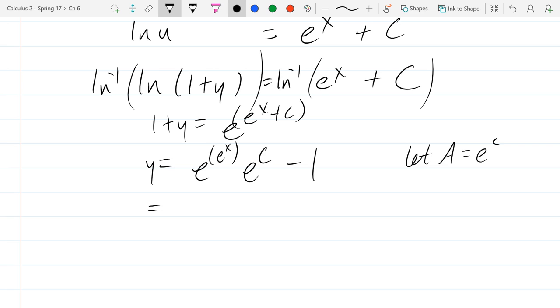And again, we have a constant power. Base e to a constant power is some new constant. So we'll write that as capital A. So this is a little weird, e to the x. That seems kind of strange.